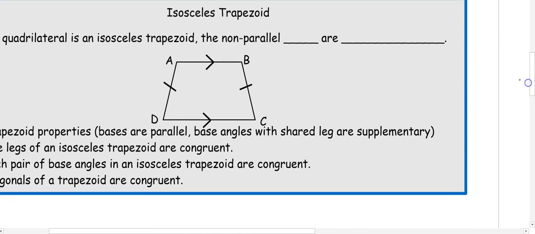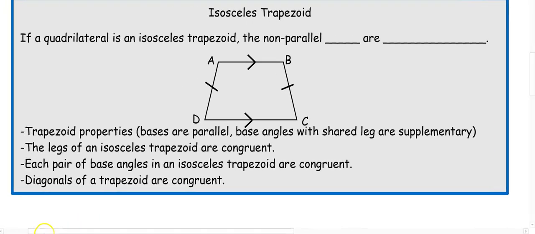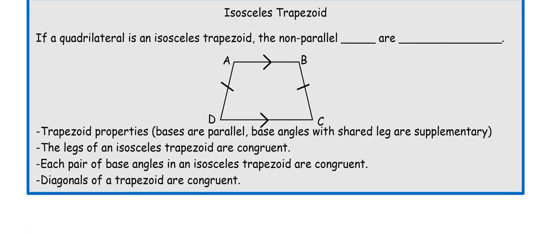So an isosceles trapezoid is like an isosceles triangle. So in an isosceles trapezoid, the non-parallel sides are congruent. So in this case then, BC and AD are the non-parallel sides, so those are congruent. So in an isosceles trapezoid, we have the properties we just talked about. We have that the legs of the isosceles trapezoid, so AD and BC, are congruent.